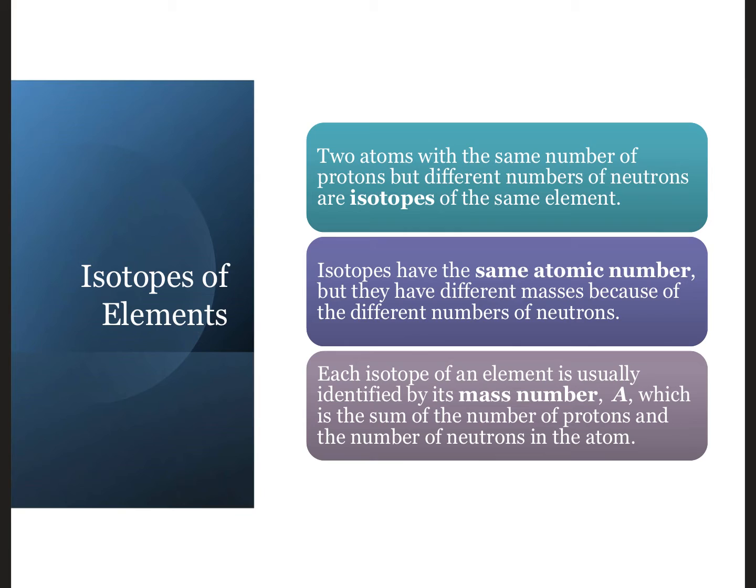The number of neutrons in the nuclei of atoms of the same element can differ. Two atoms with the same number of protons but different numbers of neutrons are isotopes of the same element. Isotopes have the same atomic number, but they have different masses because of the different numbers of neutrons. Each isotope of an element is usually identified by its mass number, A, which is the sum of the protons and the number of neutrons in the atom.